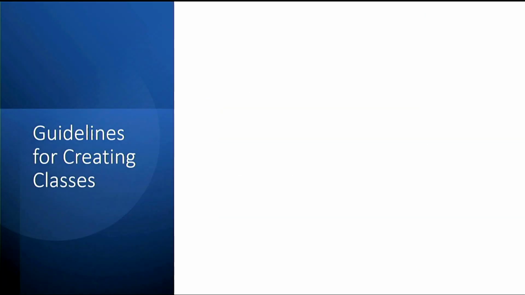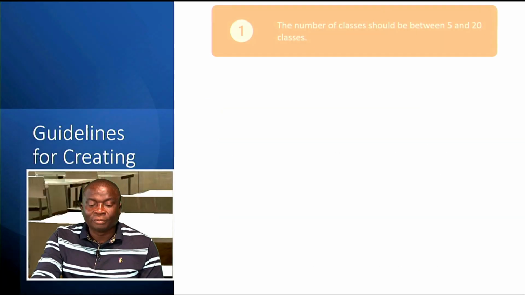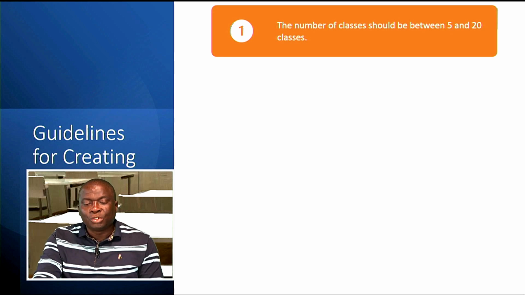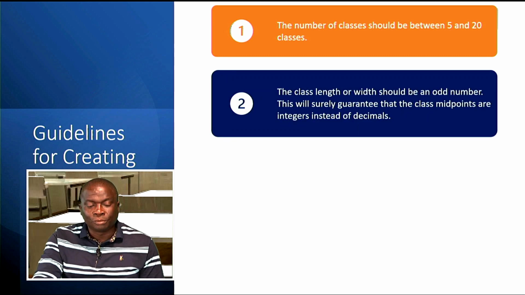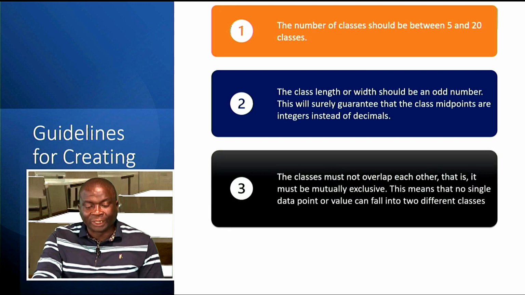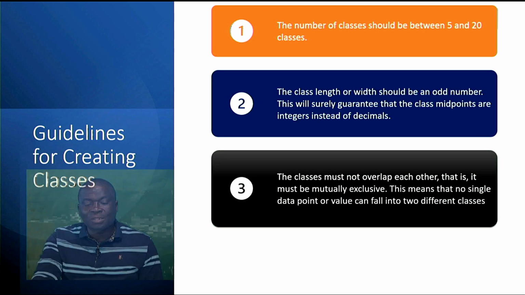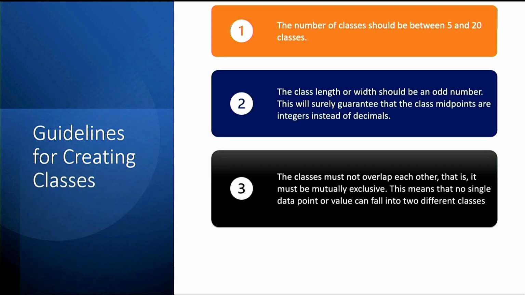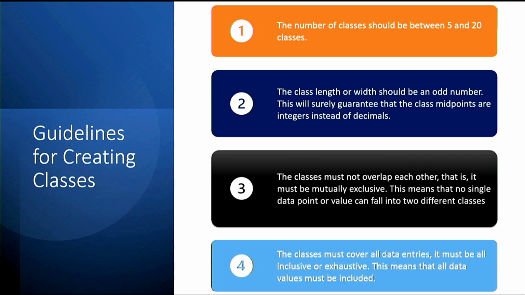Guidelines for creating classes. Step 1: the number of classes should be between 5 and 20. Step 2: the class length or width should be an odd number. Step 3: the classes must not overlap each other, that is, they must be mutually exclusive. Step 4: the classes must cover all data entries, that is, they must be inclusive.